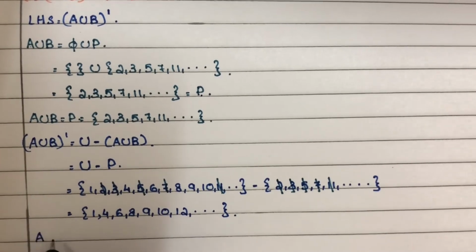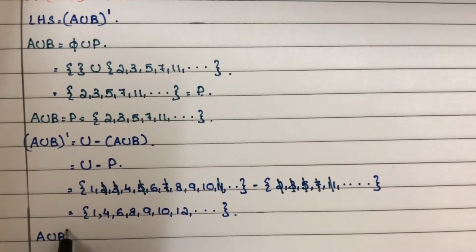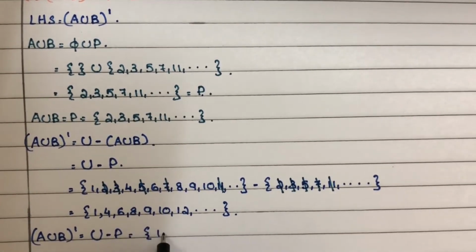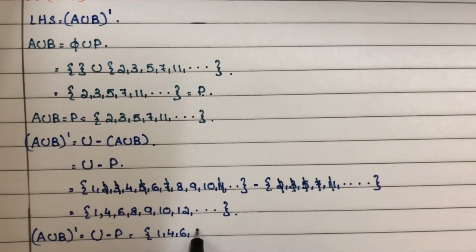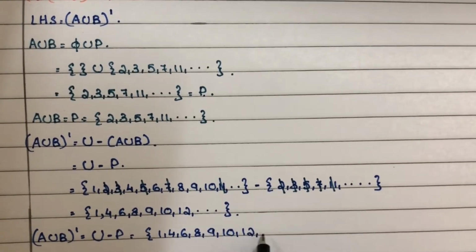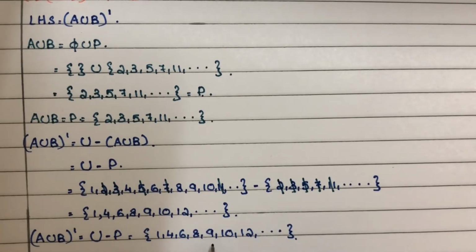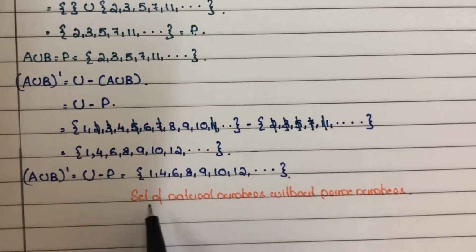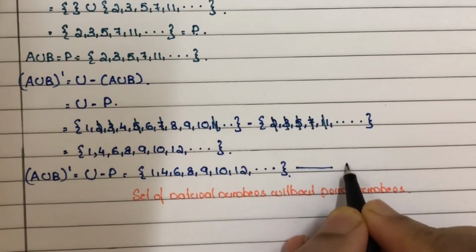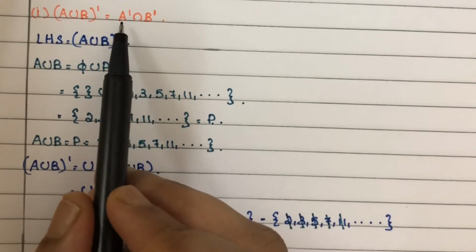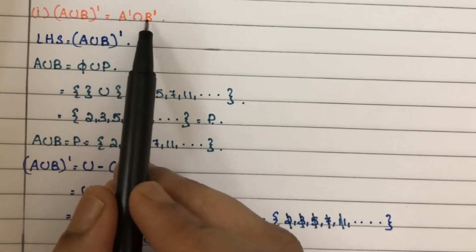So A union B whole complement equal to universal set minus P, that is equal to 1, 4, 6, 8, 9, 10, 12, etc. That is set of natural numbers without prime numbers. Now mark it as equation number 1. Next consider RHS. RHS is A complement intersection B complement.